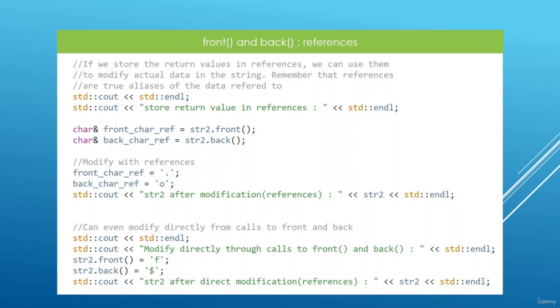And remember that references are really true aliases, and we can use them to modify the original data as if we were going through the original variable name. And if we change the back character here, we're going to be really changing the back character in our string, and you're going to see that this is actually the case. We can also modify our data directly through the calls to front and back like this, and this works because these functions actually return references to the front and back character. So this is basically the same thing here. We are just doing it directly.